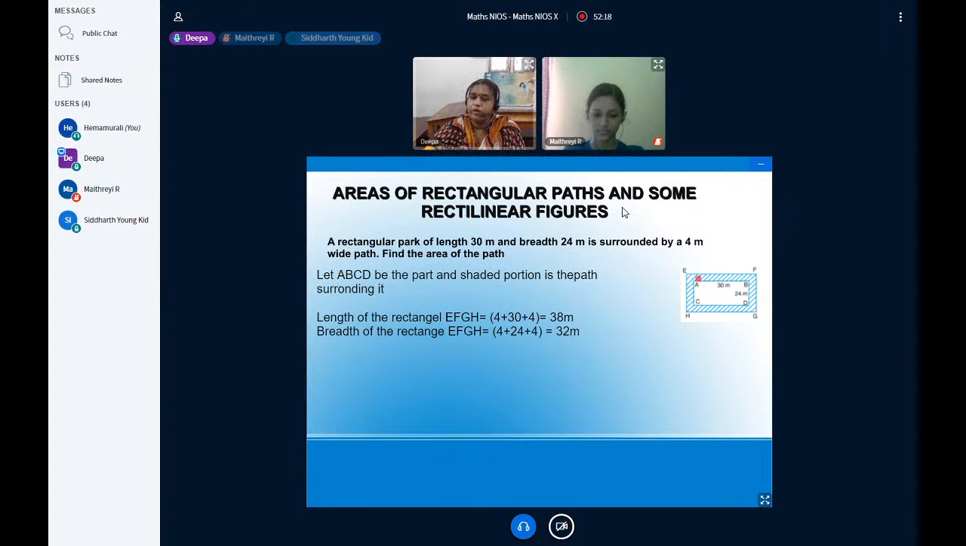So in this case, to find the path, what should we do? Subtract: the area of the rectangle EFGH, that means the outer rectangle, minus the inner rectangle. We can find the area of the path of the park, right? Is it clear? Yes. First we must find the area of the outer rectangle EFGH minus the inner rectangle, the area of rectangle ABCD.